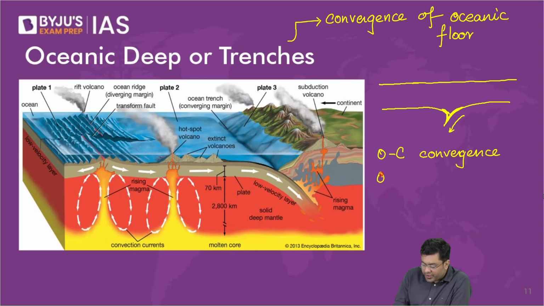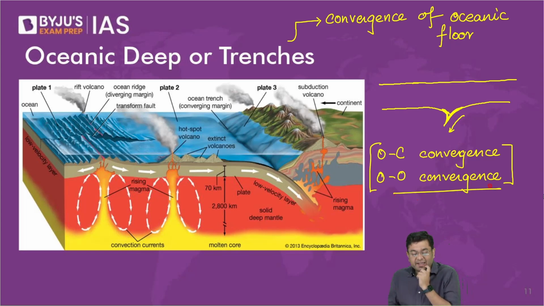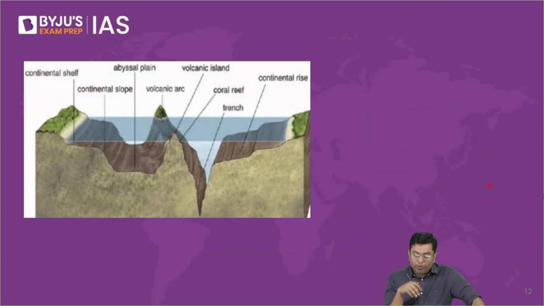Now, as one plate is subducting underneath the other, observe there's a kind of narrow depression-like feature created. That is what is an oceanic trench. So, it can be created as a result of oceanic-continental convergence. It can also be created as a result of oceanic-oceanic convergence. Okay, it can be created by either of these processes. So that is the case of the oceanic deeps or the trenches in general.